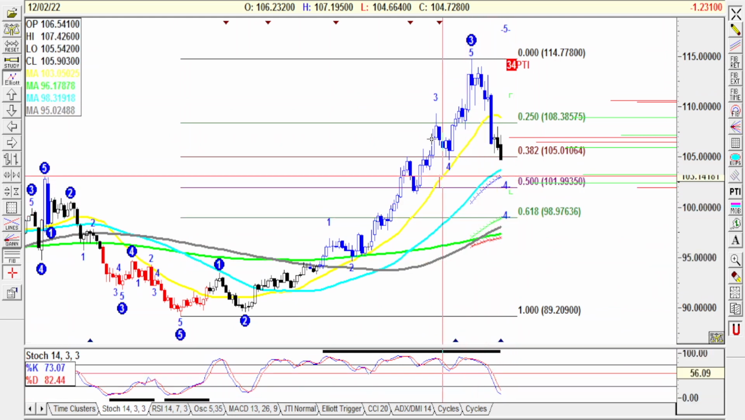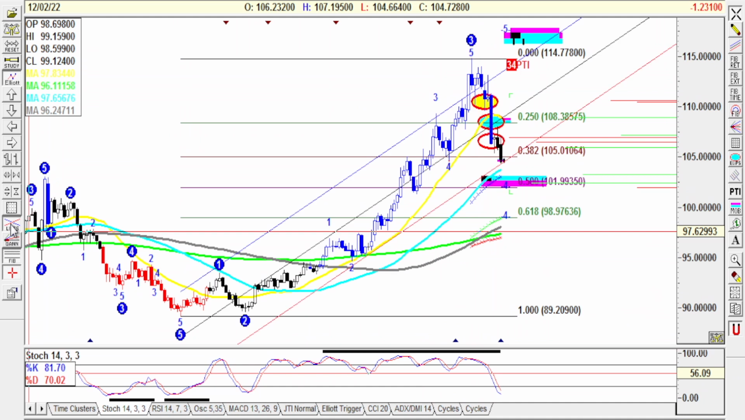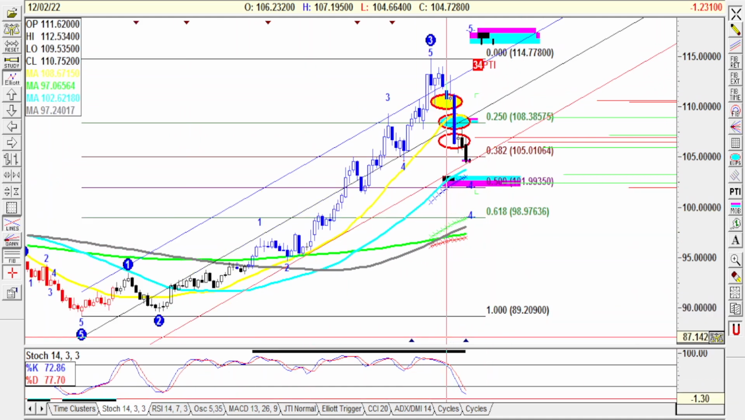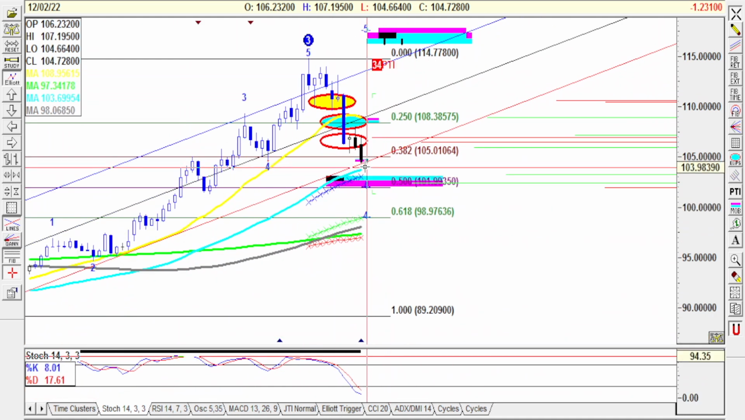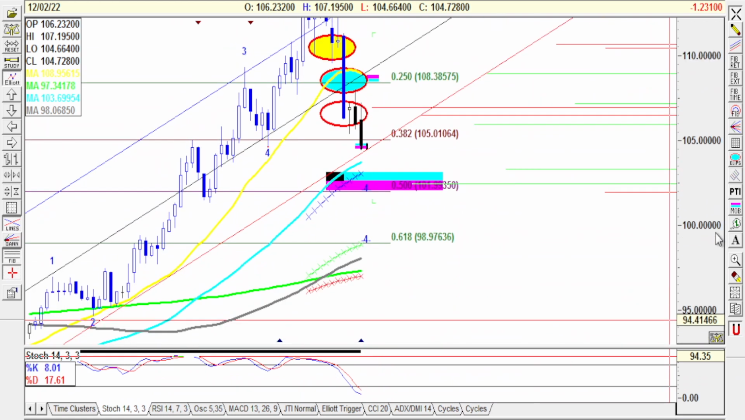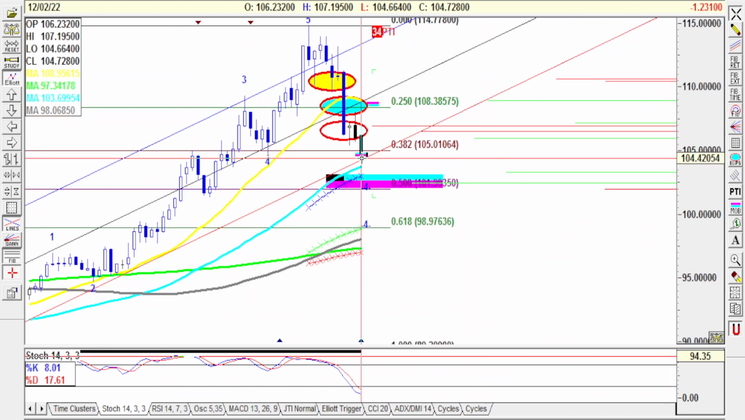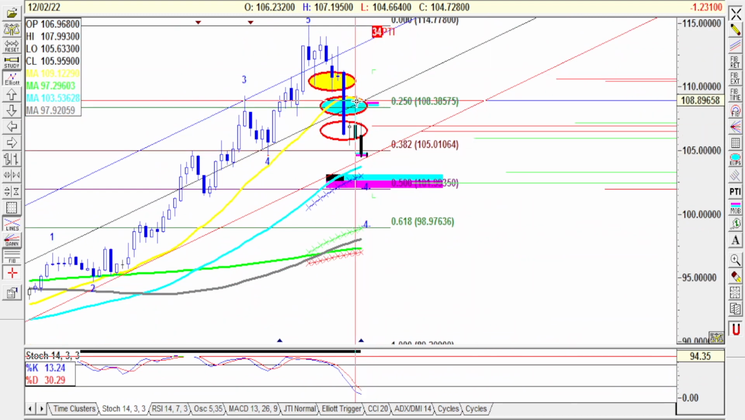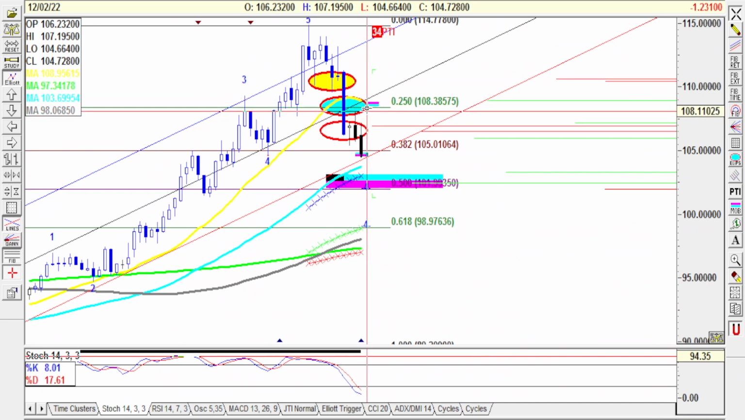Stochastics are kind of negative. And if we put some linear regression channels, we're really at support right here. So it'll be interesting to see how this is going to play out next week. I mean, we're very at support, and there's one kind of support over here. And using the ellipse technique, the week of 12-9, whatever's going to happen could be very strong. Either a flush to the downside or a reversal.